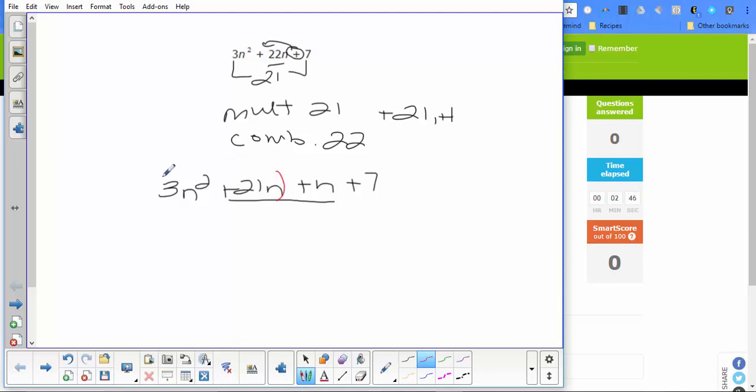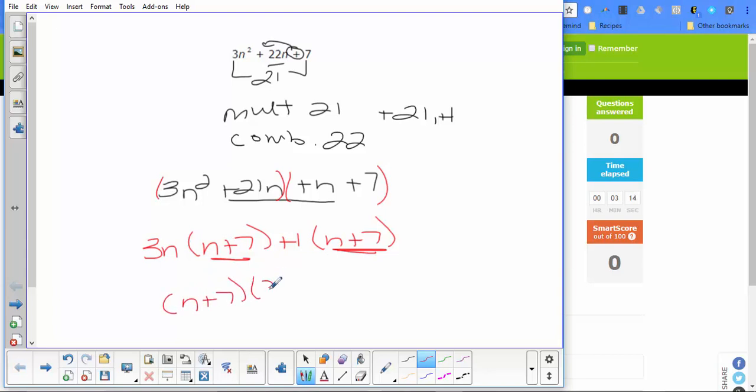So we group two terms together, and we find the GCF for each group. So 3n squared plus 21n would have a GCF of 3n, leaving us n plus 7. In our second set of parentheses, we don't have a GCF other than 1, so we just use 1. So plus 1 times n plus 7. Now we have an n plus 7 in both places, so that's one of the factors. And the second factor is 3n plus 1.